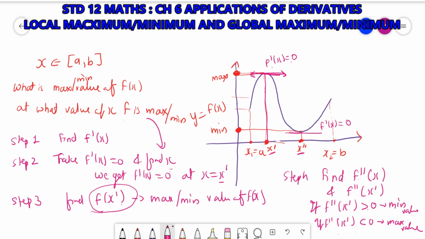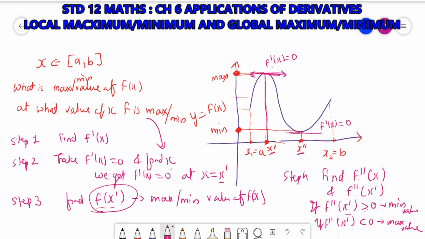So these are the steps to find the maximum and minimum value. First, find f dash x, then take f dash x equal to 0 and find the value of x. Then find f double dash x. Now put the value of x dash in f double dash x. If you find it greater than 0, then minimum, less than 0, maximum. And then put the value of x dash in f of x. Clear? Now, two types of maximum and minimum value.